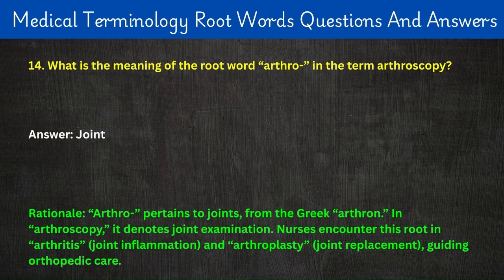14. What is the meaning of the root word arthro- in the term arthroscopy? Answer: joint. Rationale: Arthro- pertains to joints, from the Greek arthron. In arthroscopy, it denotes joint examination. Nurses encounter this root in arthritis, joint inflammation, and arthroplasty, joint replacement, guiding orthopedic care.